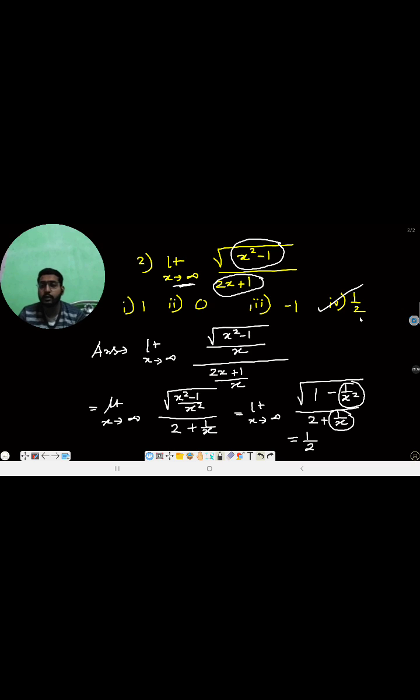Whenever there is an infinite function, whenever a variable is tending to infinity, first we need to find the highest power. Whatever the highest power is, we have to divide by that one, then you proceed.